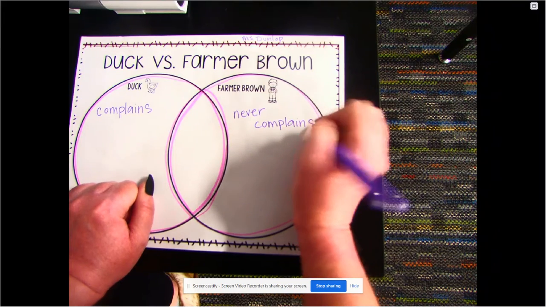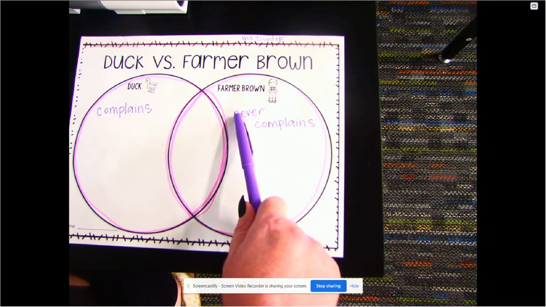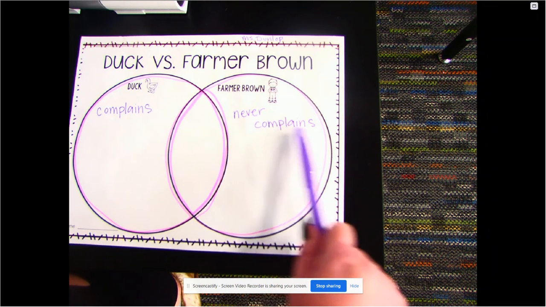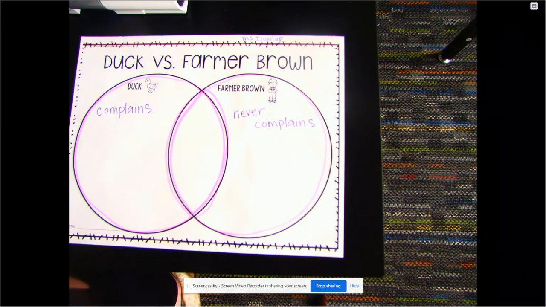So go ahead and pause the video and just copy down these two words. Never complains. Now, if you're going to write it all on the same line, make sure you have your finger space because those are two words. So we need a space between our words. Okay. So we have Duck complains and Farmer Brown never complains.